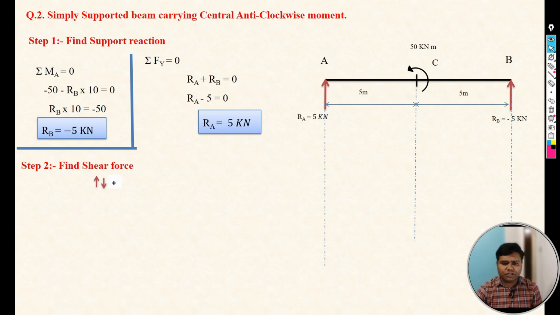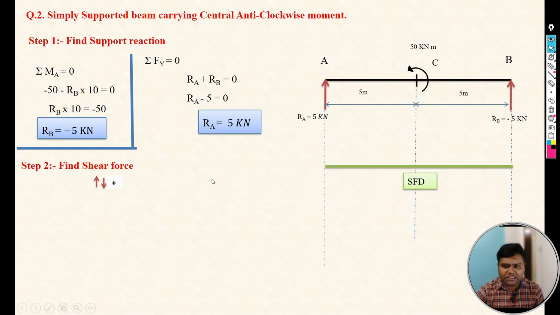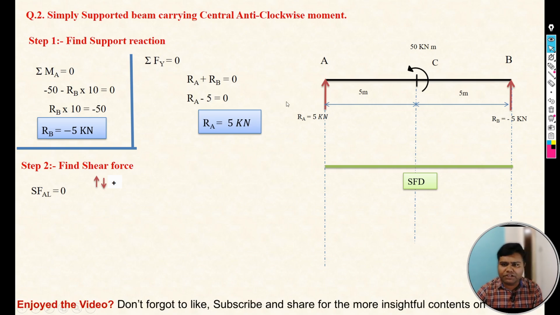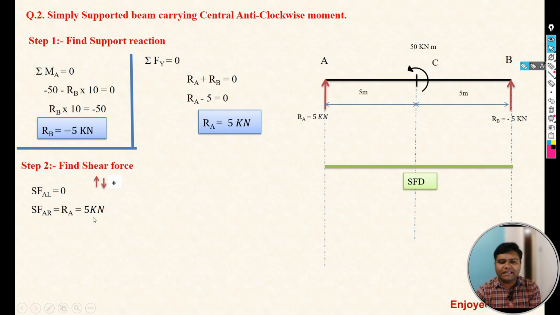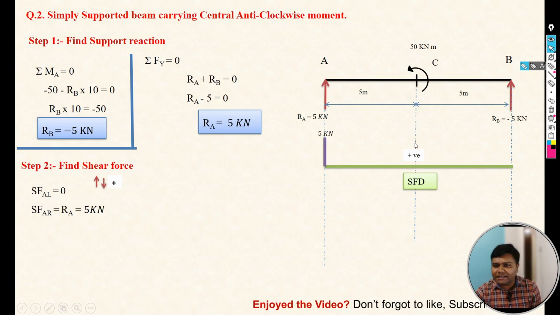Again for the calculation of shear force, take a section at A left, then A right. If you take the section at A left, there is no force, so A left is 0. But if you take the section on A right, there will be one force, 5 kilonewton. The direction of that force is upward, so take it positive. So shear force at A right is plus 5 kilonewton. Plus means it will go above the baseline. This is our baseline, so it goes above the baseline, and in this case our shear force diagram is positive.